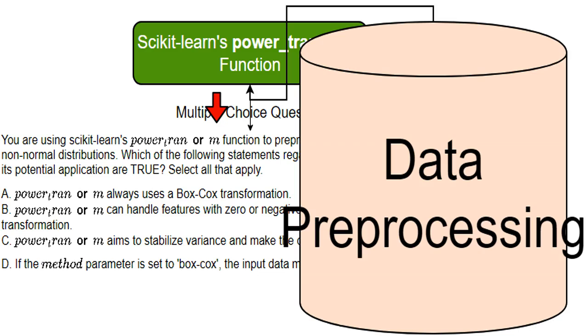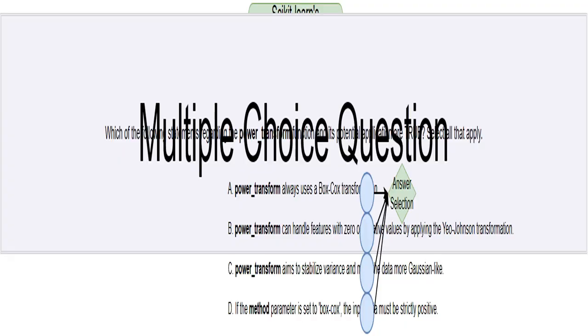This section header indicates that the overall topic relates to data preprocessing, meaning that data is being prepared and cleaned to improve its suitability for analysis or modeling. This refers to a function, power_transform, within the scikit-learn library in Python.